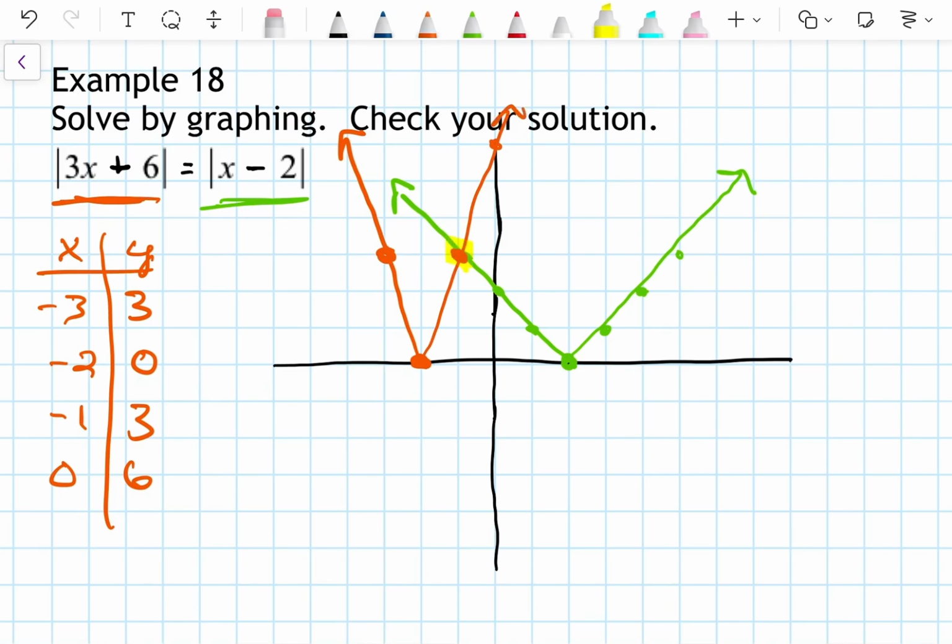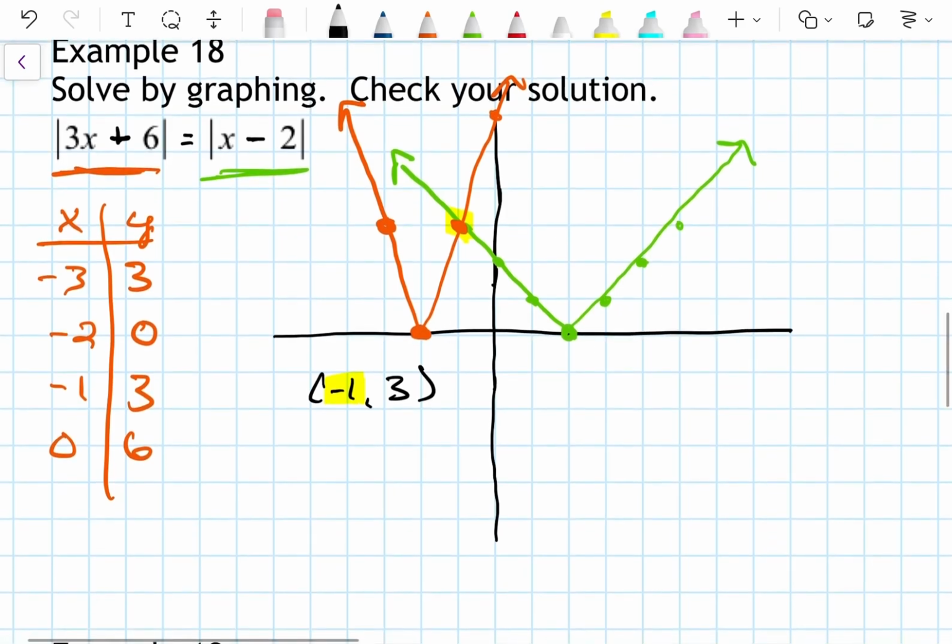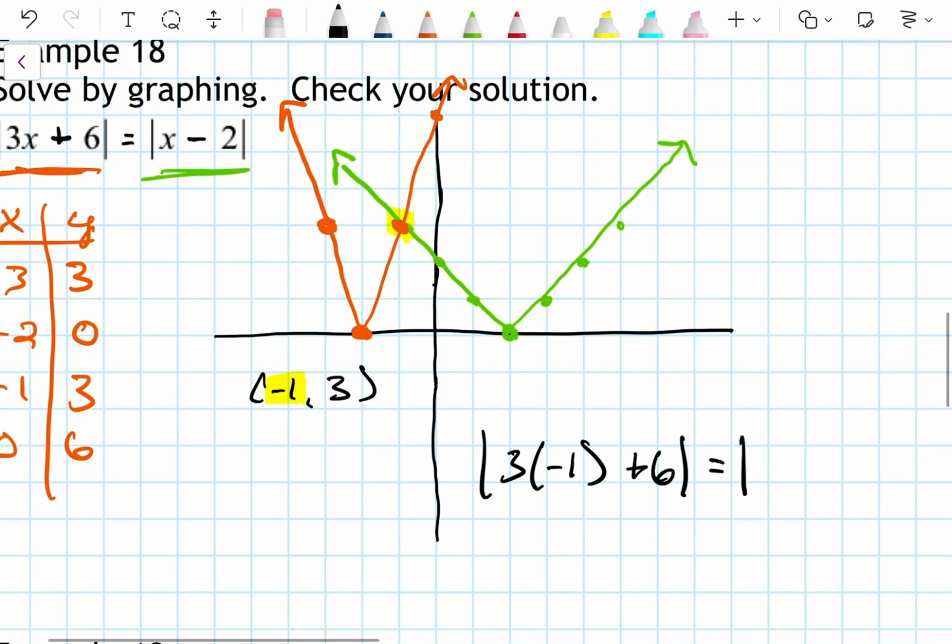So it looks like my solution is right there at the point negative 1, 3, but we really only care about the x value in this scenario. Let's plug that back in and make sure that that is correct. So we would have absolute value of 3 times negative 1 plus 6 equals, and we want to see is it equal to negative 1 minus 2.